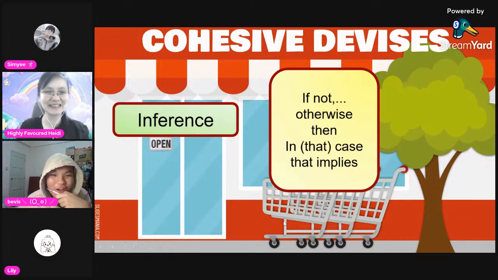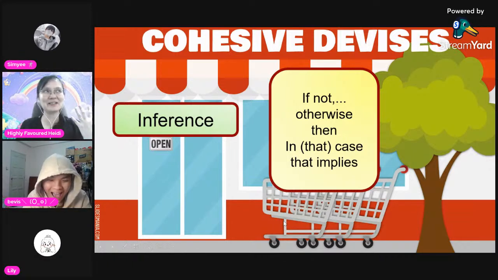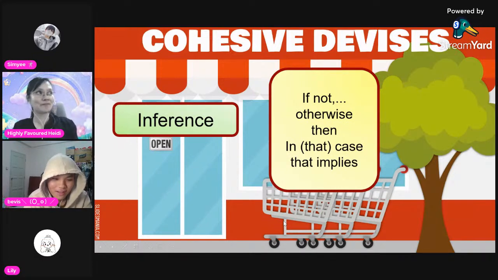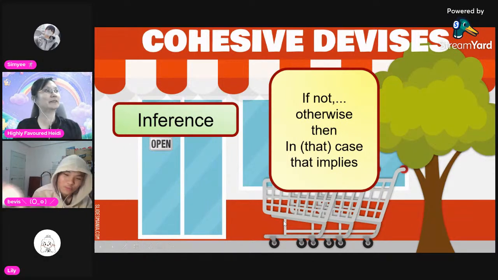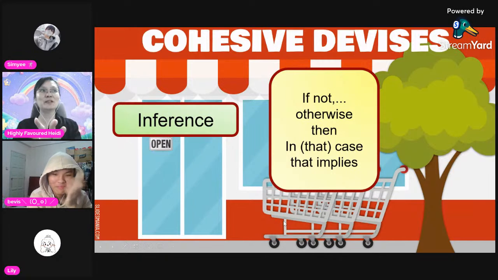If not, otherwise, then in that case, that implies. Inference, I think, is a higher level. Normally I will use this example: let's say you are looking at a dark cloud, so you will infer that it might rain later. You see certain things, then you are able to infer what's coming next.